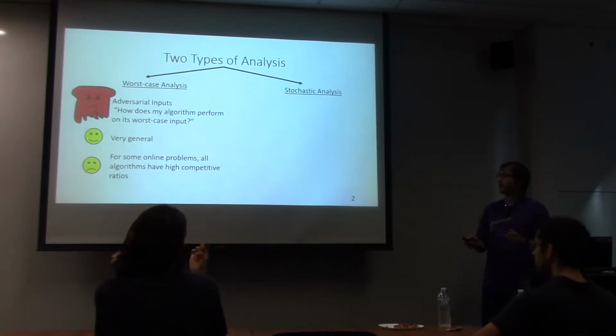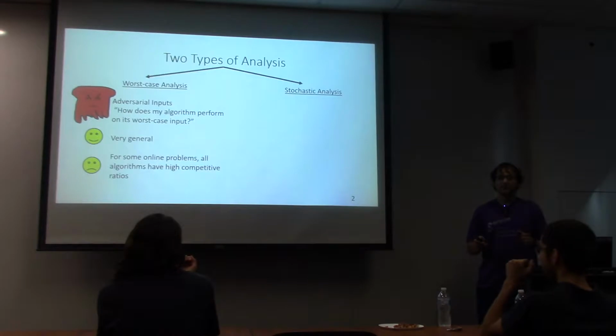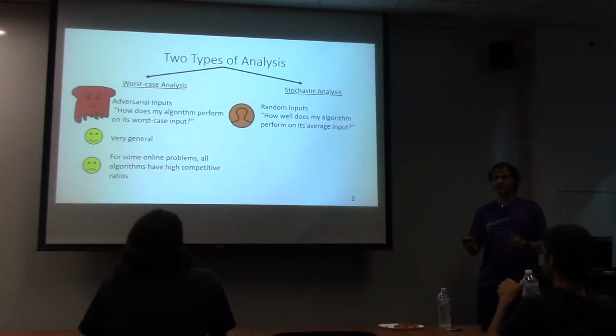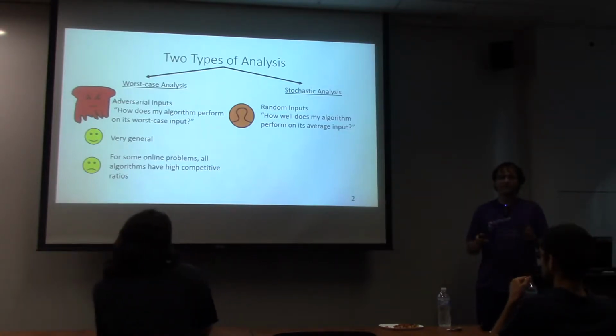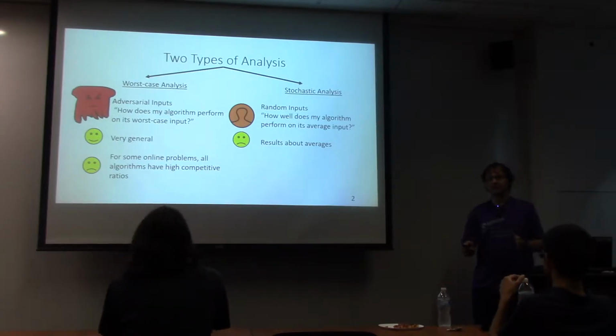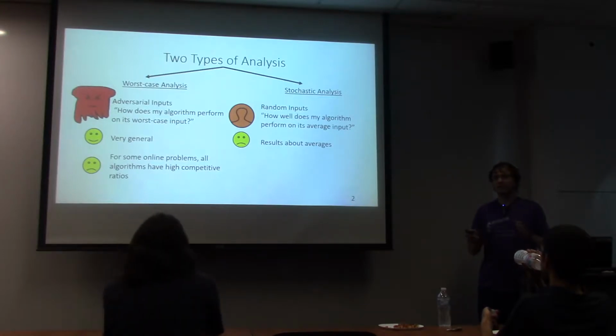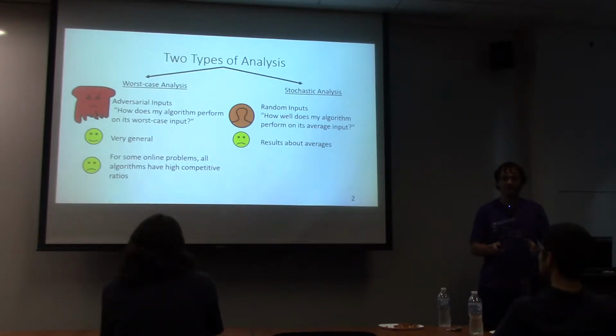On the other hand, there's stochastic analysis. So in this case, rather than having an adversary, there's just coin flips. We have random inputs, and our question is, how does our algorithm perform on average? Now, the downside is all our results will just be about averages. They won't say things about all inputs. But on the plus side, there are algorithms that do quite well in practice, and they do well because they do well on inputs that look more random rather than ones that look adversarial.